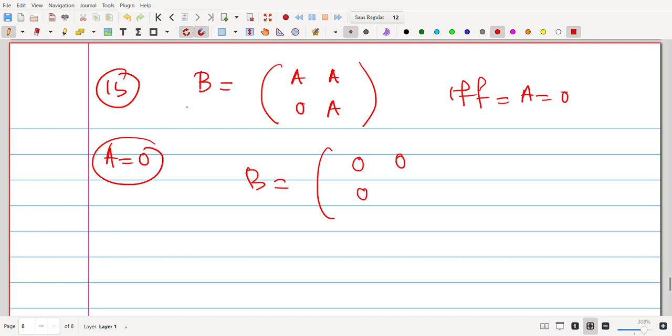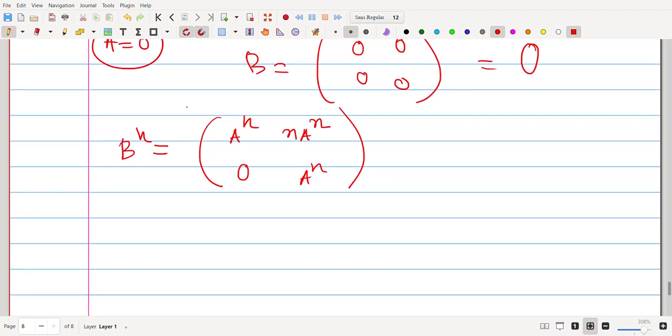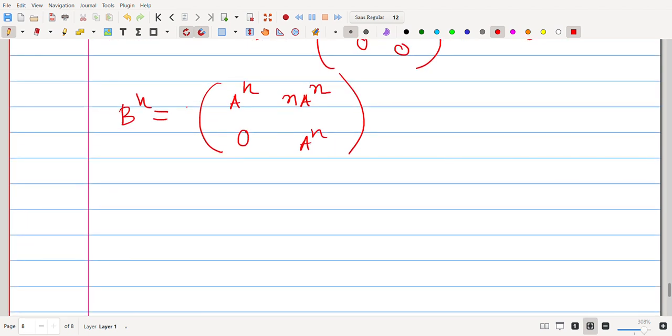If A is 0, then B becomes [[0, 0], [0, 0]]. That is a 0 matrix. That means it is diagonalizable. If A is non-zero, so observe that B power n is basically [[A^n, nA^n], [0, A^n]]. Okay, B power n is this.